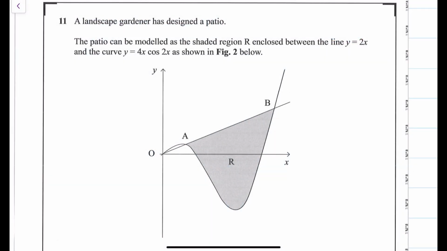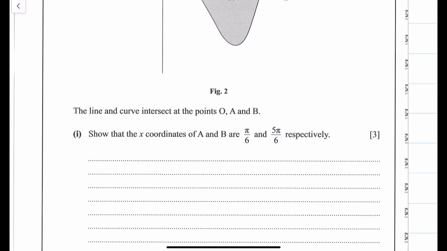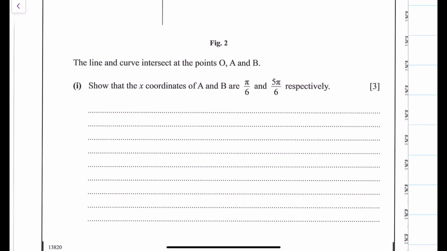Question 11 is a pretty tricky integration question. It says a landscape gardener has designed a patio. The patio can be modelled by the shaded region R enclosed between the line y equals 2x and the curve y is equal to 4x cos 2x as shown in figure 2 below. The line and the curve intersect at the points O, A and B. Show that the coordinates of A and B are pi over 6 and 5 pi over 6 respectively.